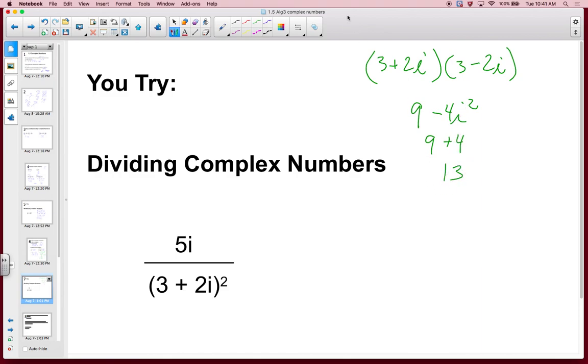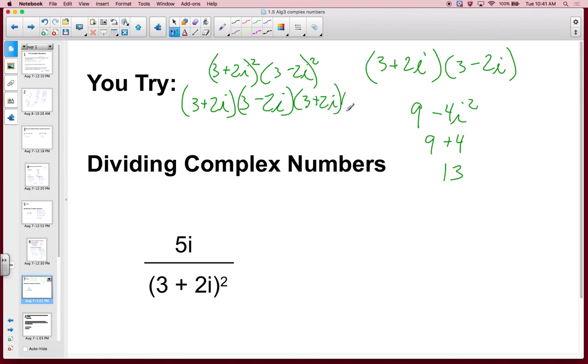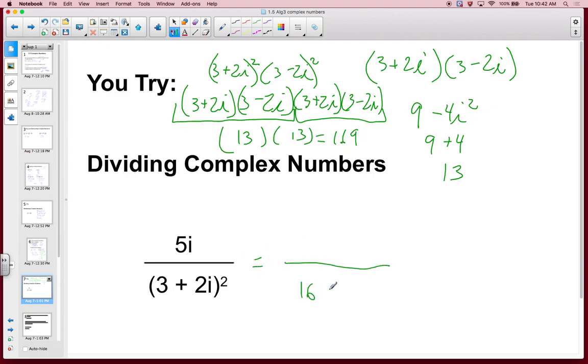So that's a 13. So in the denominator, we really want to be multiplying by 3 plus 2i squared times 3 minus 2i squared. Because we can think of this as a 3 plus 2i times its conjugate, 3 minus 2i, and the other one, 3 plus 2i, 3 minus 2i. So this part here became a 13, and this part here became a 13, which will give us a 169. So in the denominator here, we have a 169.